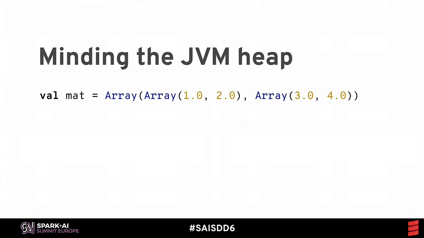So please don't actually represent a matrix like this in code, but this is a matrix, right? We have an array of arrays, and the fact that you can declare objects like this and operate on them is both an advantage in terms of flexibility and a disadvantage in terms of overhead. And to see why, let's look at how this actually gets stored in the JVM heap.